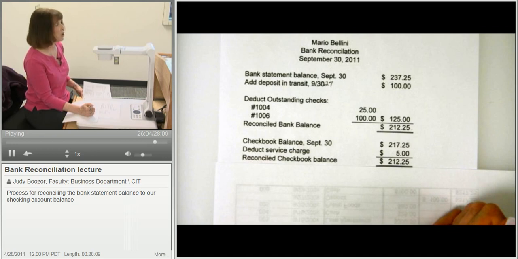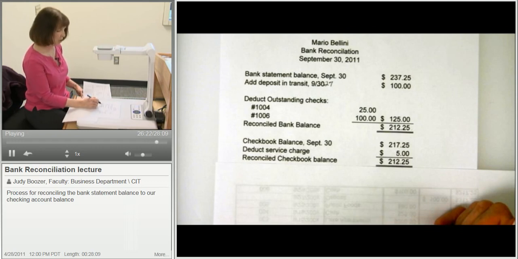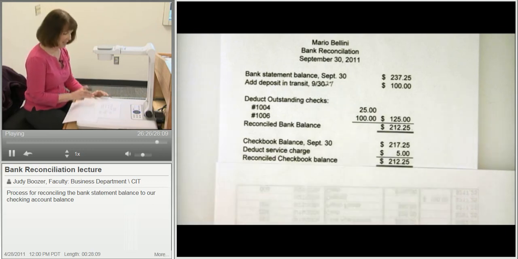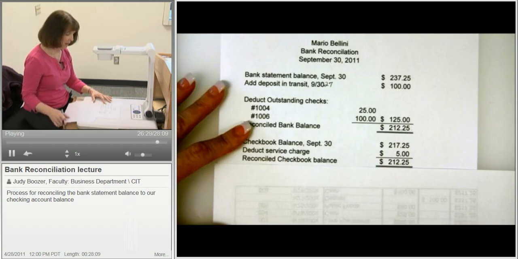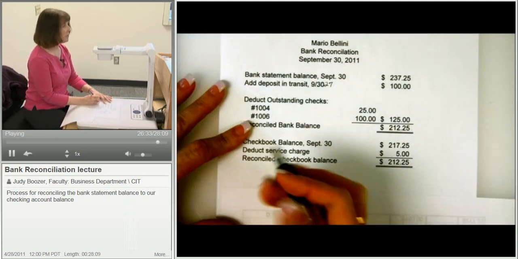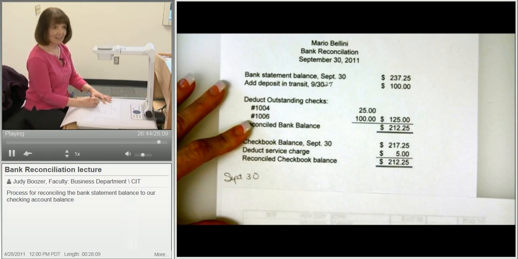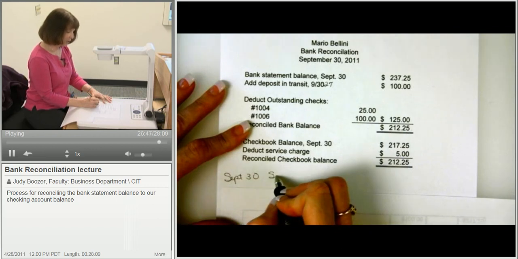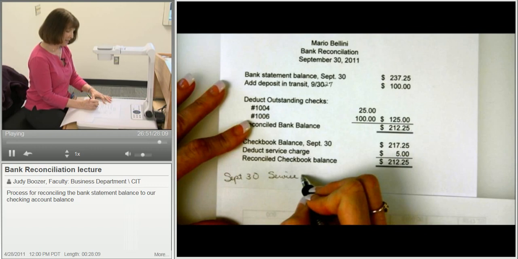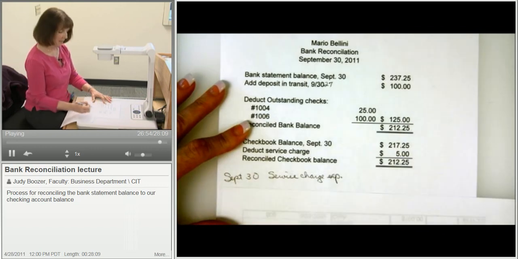Journal entries. So, what are my journal entries for this bank reconciliation? First of all, which item do I need to record? Only those impacting the checkbook balance, so service charge. So, let's see. What's going to be my journal entry for this one? September 30th, what would be my debit? Okay, could be service charge expense or something like that. $5 debit.